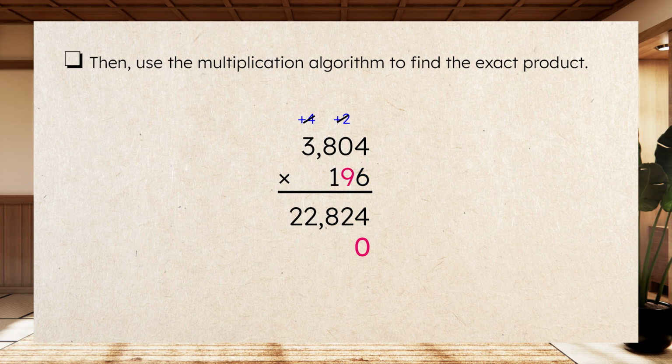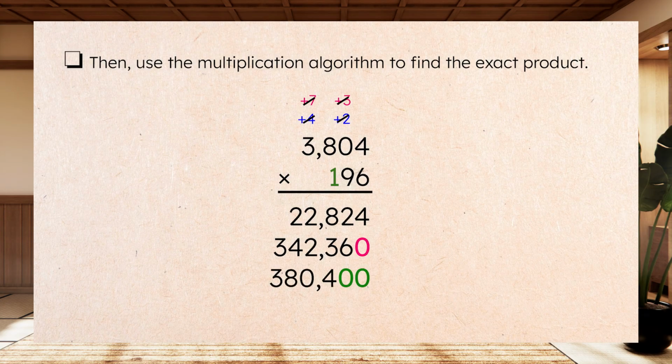9 tens and get 342,360. Then we add 2 placeholder zeros and multiply by 100 to get 380,400. Finally, add the rows to get 745,584.